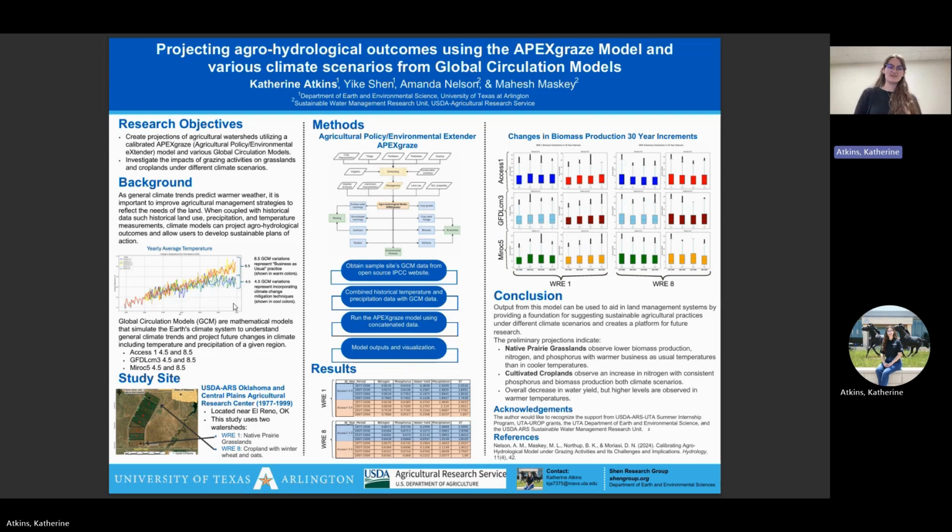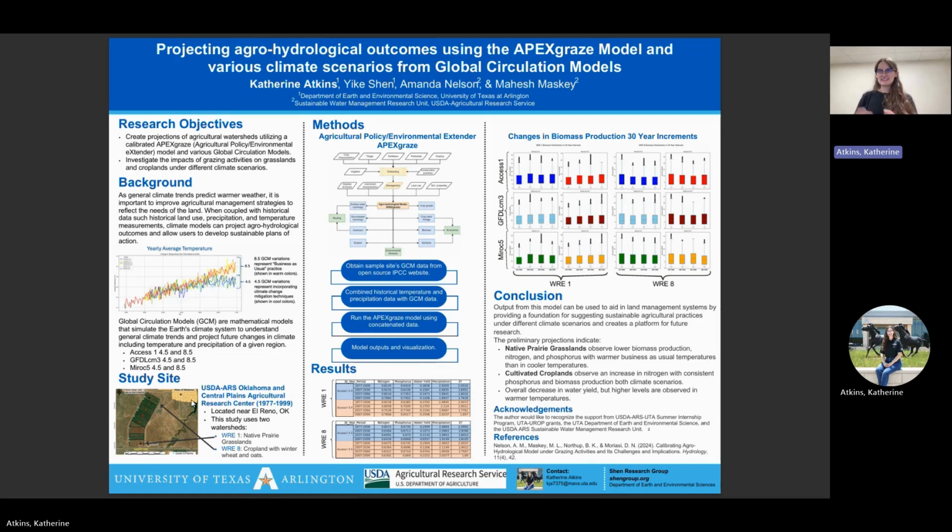The study site for today's project is the USDA ARS Oklahoma and Central Plains Agricultural Research Center, which is located near El Reno, Oklahoma. This study specifically focuses on watershed number 1, which we can see at the bottom of this map, which is a native prairie grassland watershed, and watershed number 8, which is a cultivated cropland watershed. What's unique about this data is not only was it very well documented over 20 years from 1977 to 1999, but this data was also being actively grazed on throughout the entire time the data was being collected. This is very important when figuring out how grazing might be impacted with climate change, or how grazing might change a cropland watershed versus a native prairie grassland watershed.